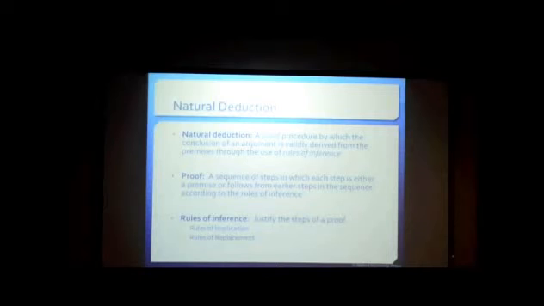So natural deduction is a proof procedure by which the conclusion of an argument is validly derived from the premises through the use of rules of inference. A proof is a sequence of steps in which each step is either a premise or follows from earlier steps in the sequence according to the rules of inference.